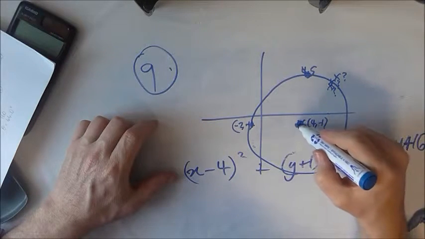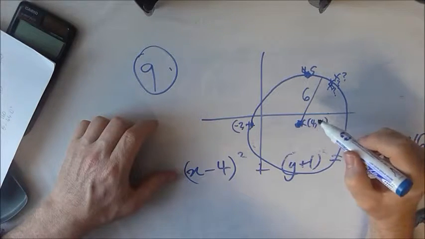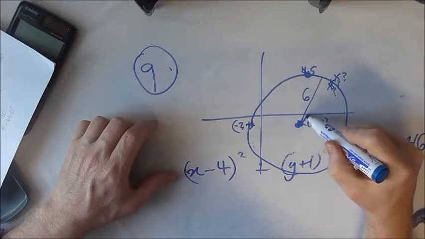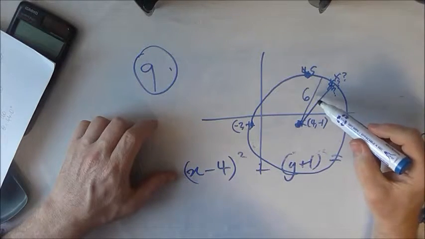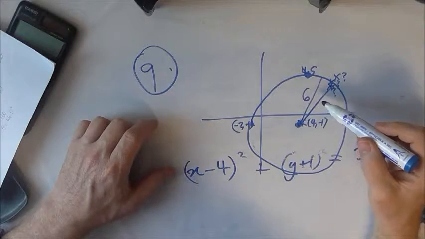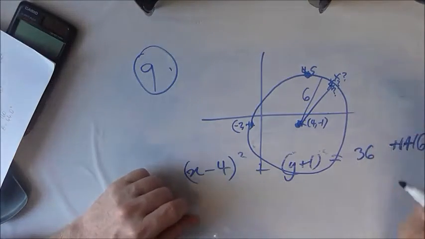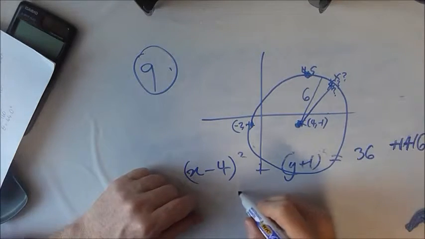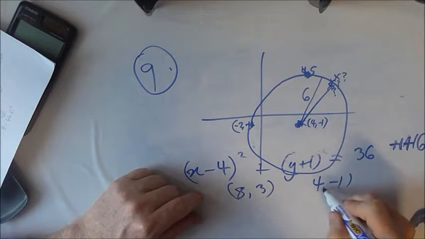Okay, well the radius of this is 6. So if I use the distance formula to find out the distance from the centre to 8, 3, if it's equal to 6, it's on the circumference. If it's less than 6, it's inside. If it's greater than 6, it's outside. Okay, so my strategy is to work out the distance between 8, 3 and 4, -1.